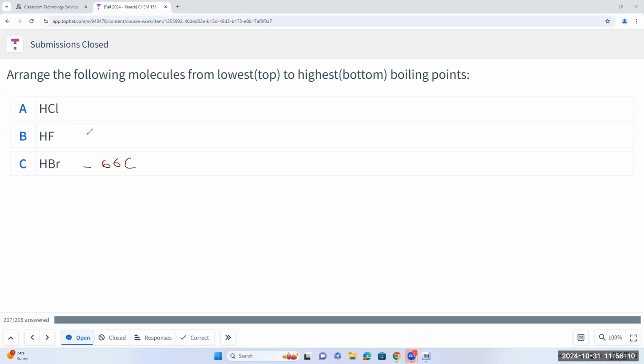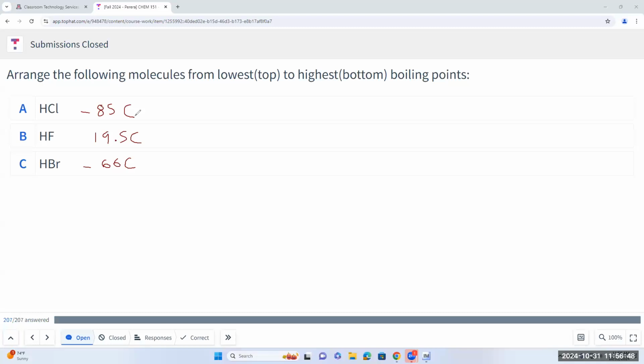And HF is what? 19.5. That's the same as what William got before. 19.5 Celsius. Okay. HCl. Did you say negative 85? Okay. Negative 85 Celsius. Okay. All right, this looks better. Okay, so these are the actual boiling point values we got from the internet. These are fine. Okay, we can run with them.